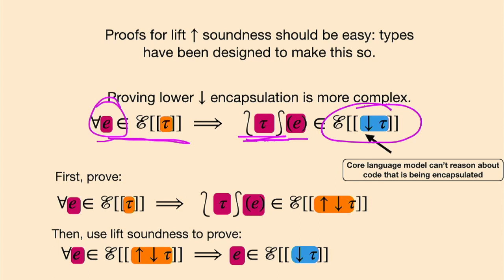Well, it turns out we have to split it into steps where we first show that wrapping it is in the lifted version of that lowered type, because this gives us enough logical structure to actually prove that encapsulation works, because we have whatever additional stuff that possibly exists in these yellow types. And then once we have that, we can use lift soundness to just remove that up arrow.